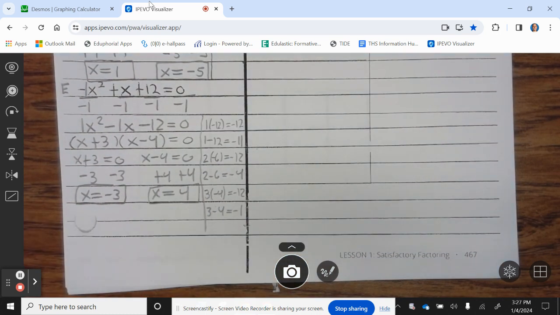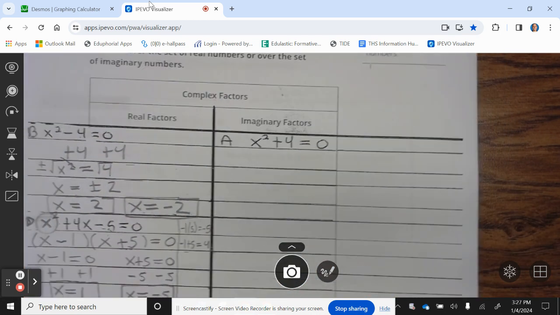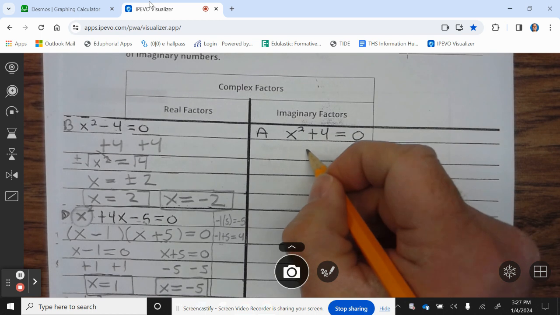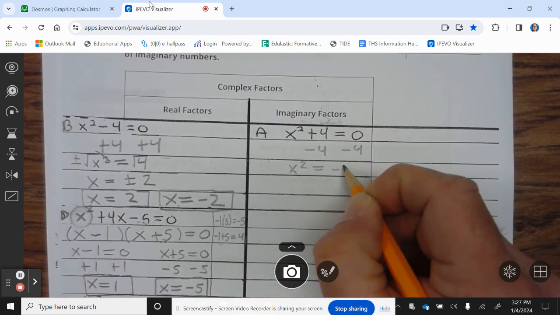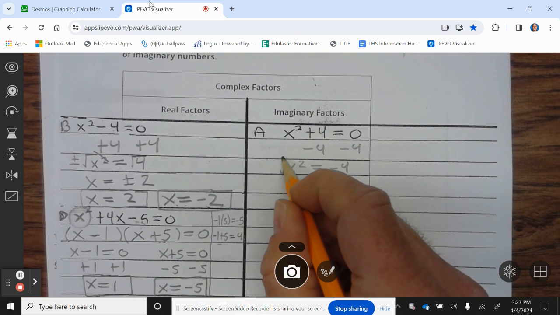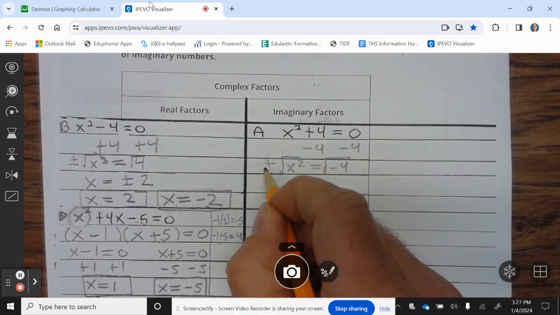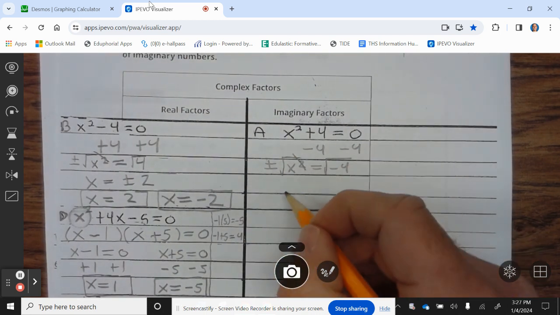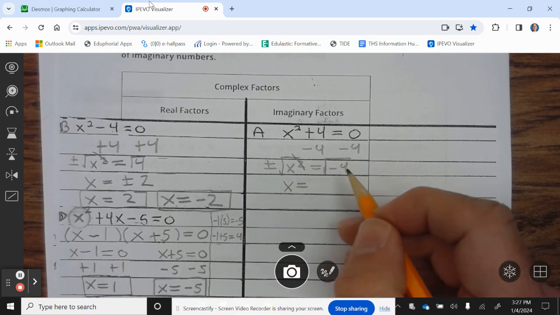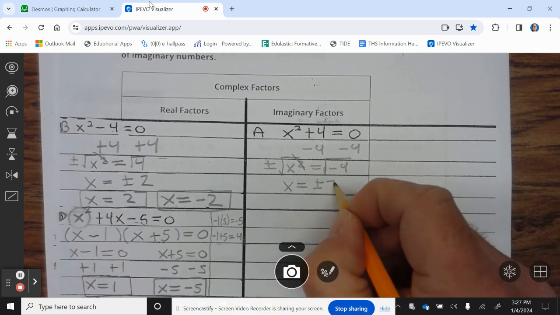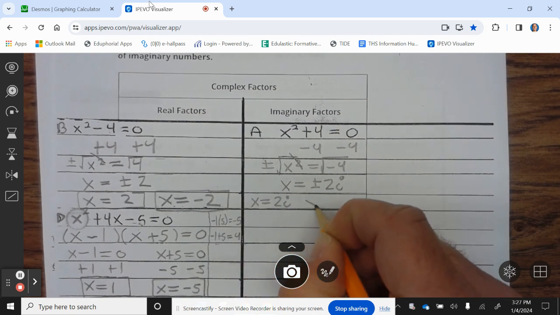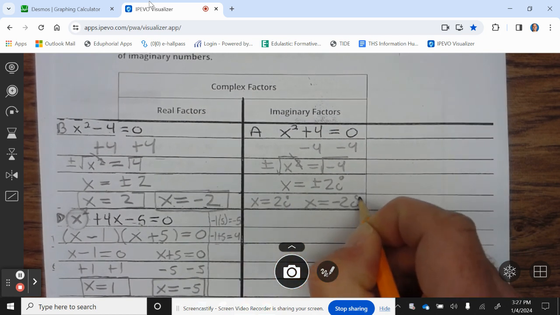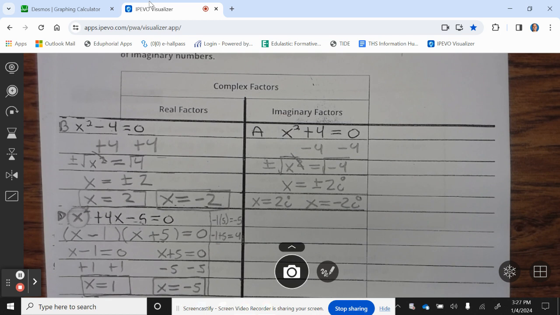All right, go ahead and finish it up. All right, now let's take a look at when it's imaginary factors. So we're going to subtract 4 from both sides. You get x squared equal to negative 4. Take the square root of both sides. Remember, square root's plus or minus. Square root cancels the squared, so you get x equals, now square root of a negative number is imaginary, so plus or minus 2i. So x equals 2i, and x equals negative 2i. All right, go ahead and finish it up.